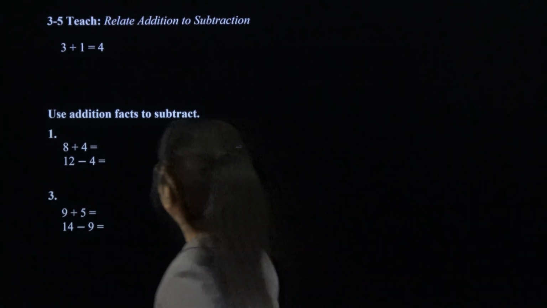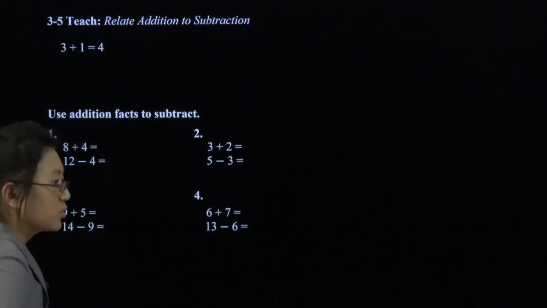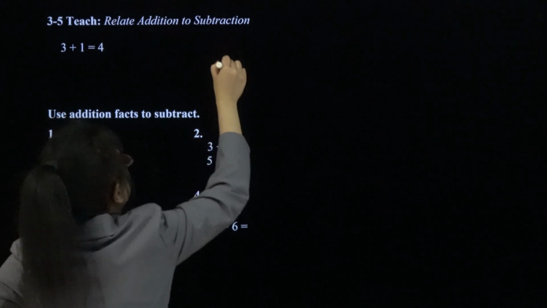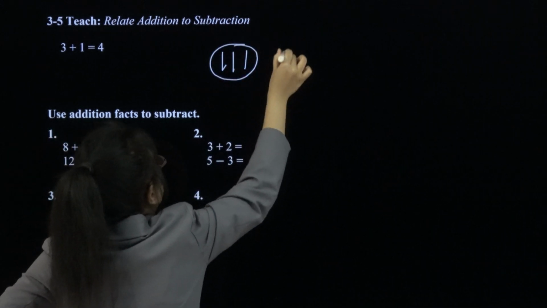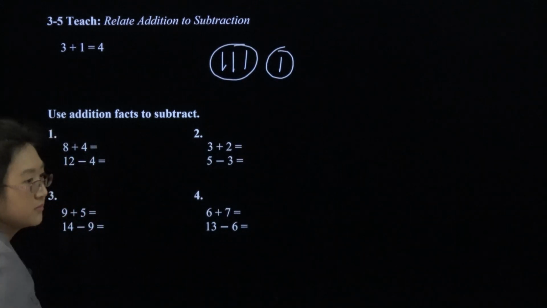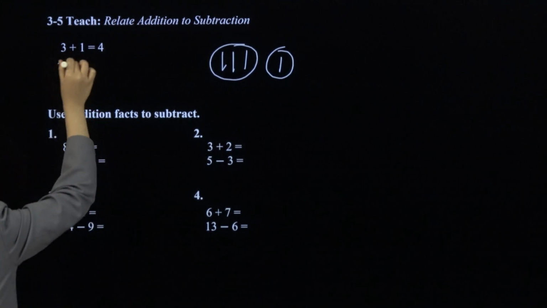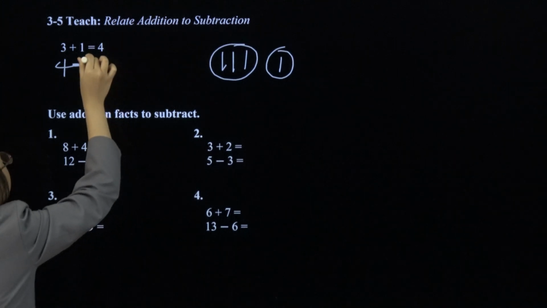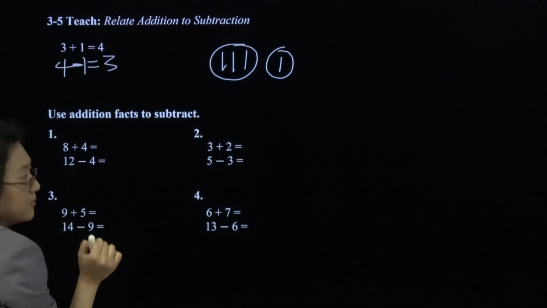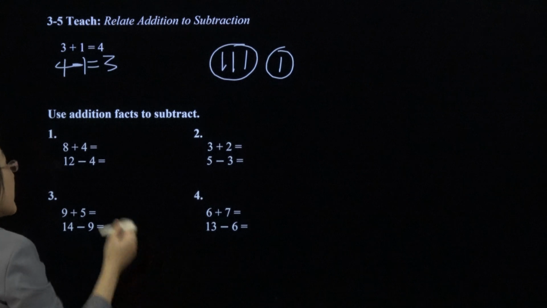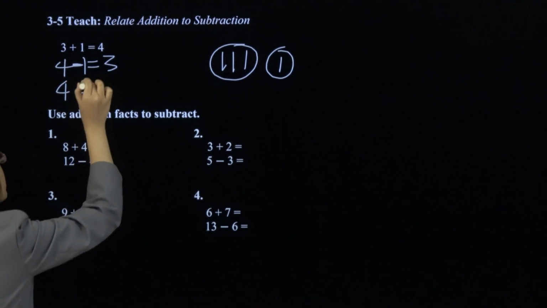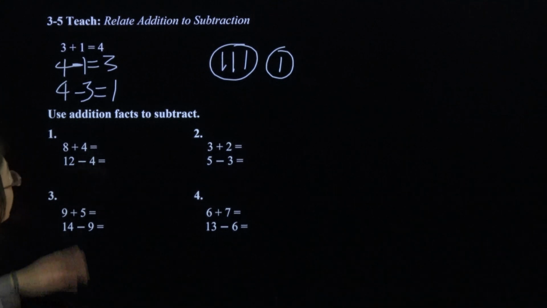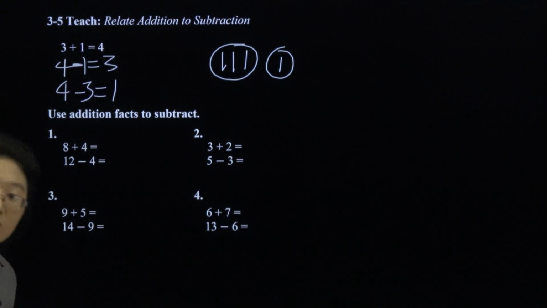Well, you see, you have 3 plus 1 equals 4. So 3 and 1 is equal to 4, which means that if you take 1 away from 4, so 4 minus 1, it will equal 3. And if you take 3 away from 4, 4 minus 3, it will equal 1. This is how subtraction will always be.